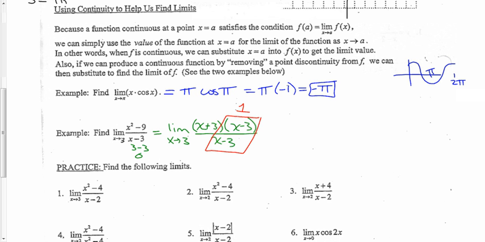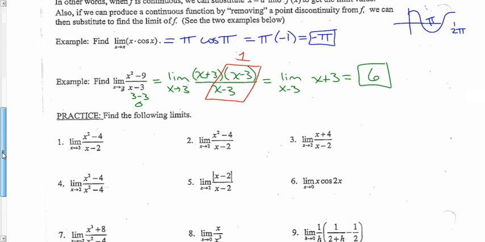I don't need to write that down anymore, so now I just have the limit as x approaches 3 of x plus 3, which is going to be 6. So there was a discontinuity in that second one at x is equal to 3, but it was a removable discontinuity. So here's the practice.